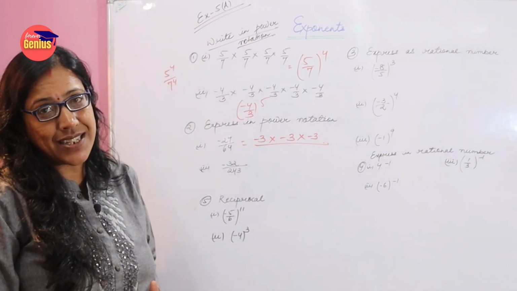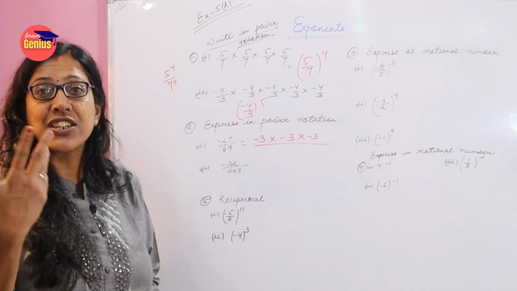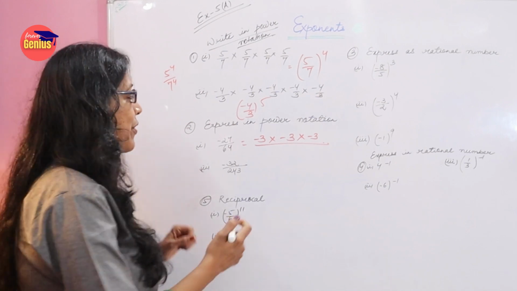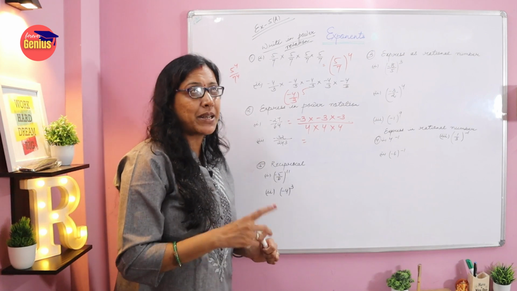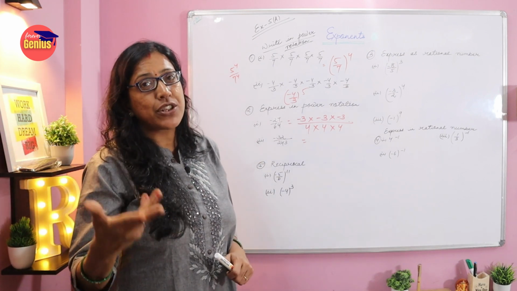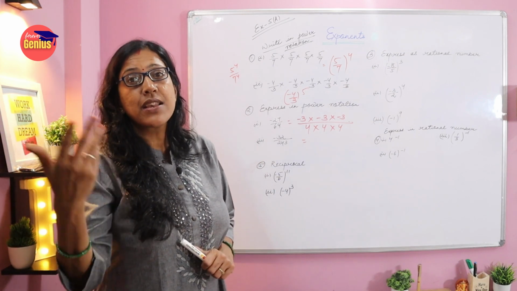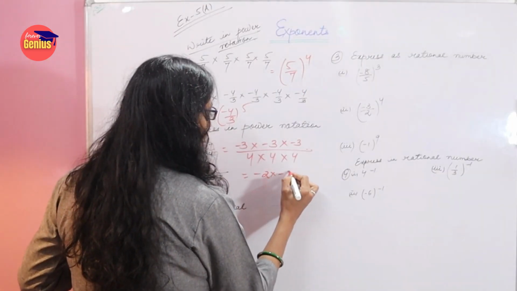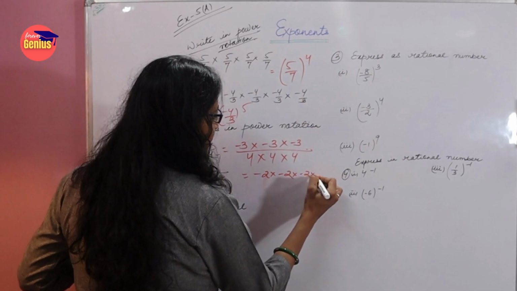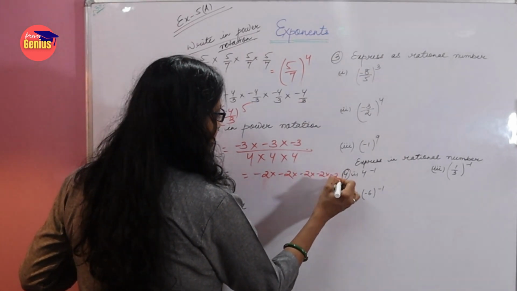4 4s are 16 and again 16 into 4 is 64. So it is 4. Now minus 32. Again, if I multiply it with 2, the number of times is 5, we will get 32. Again it is an odd number, so we have to give the negative sign.